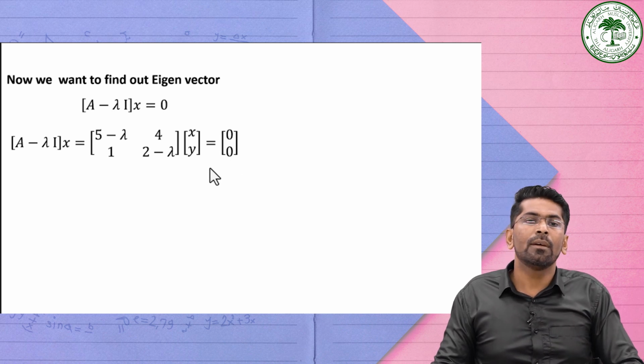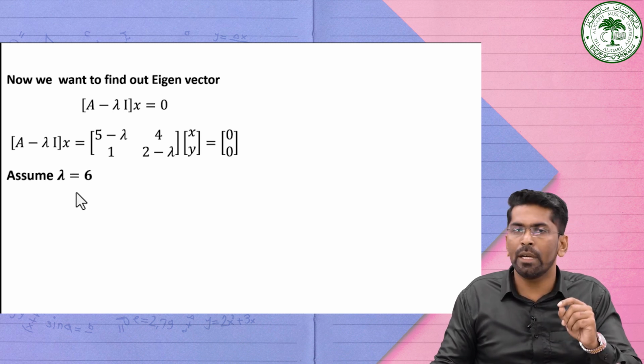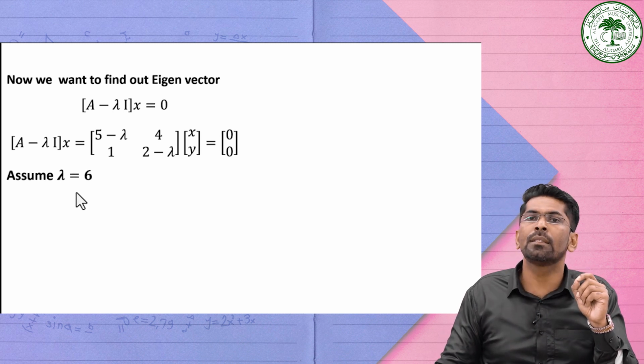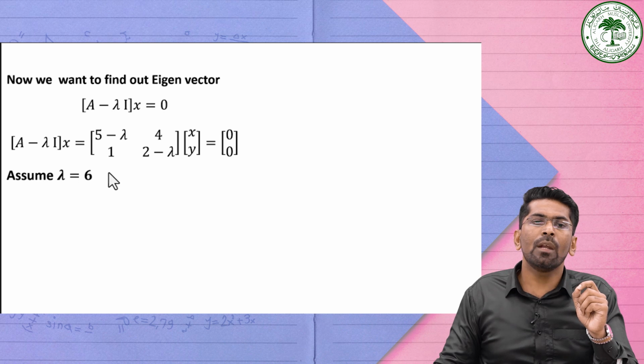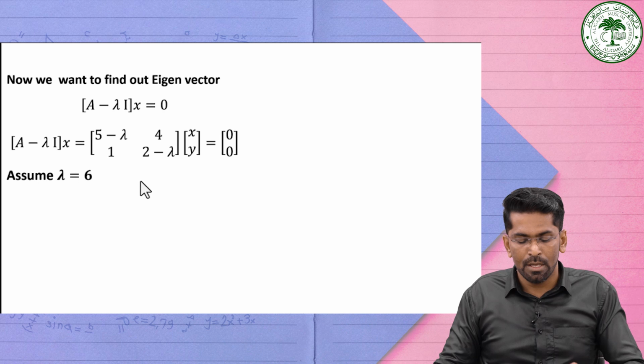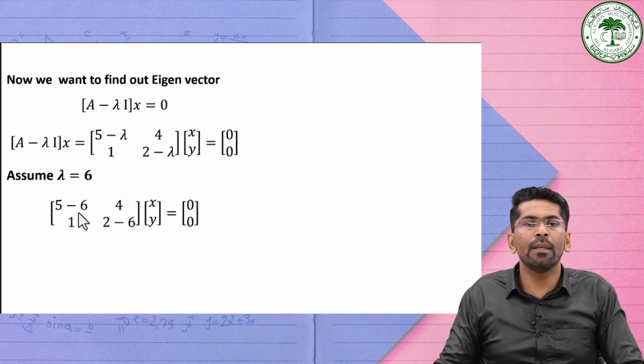After that, we are going to assume that lambda is equal to 6. We have already estimated the eigenvalues, that is 6 and 1. So here we are taking lambda equal to 6 and substituting it in this characteristic equation. So it will become 5 minus 6, then 4, 1, 2 minus lambda, which is 2 minus 6.